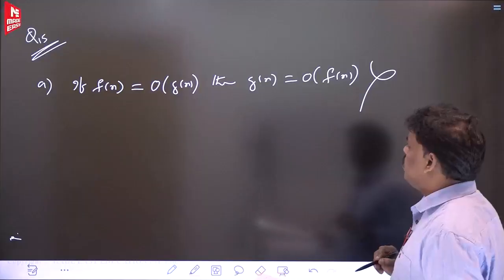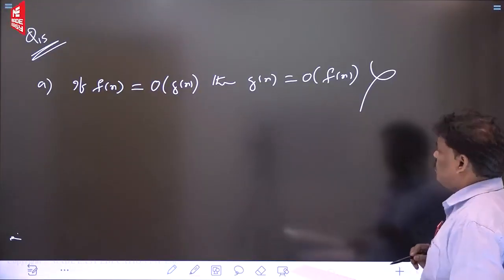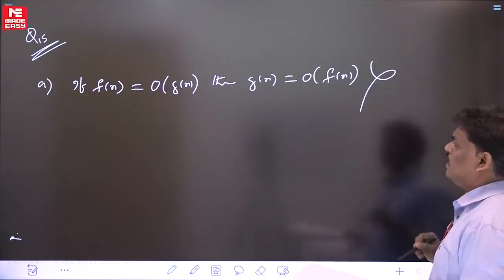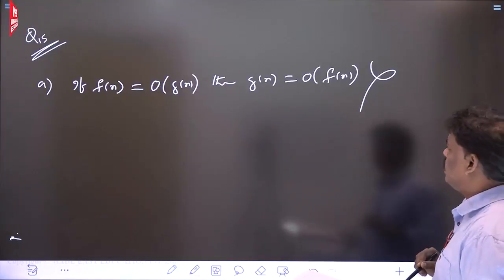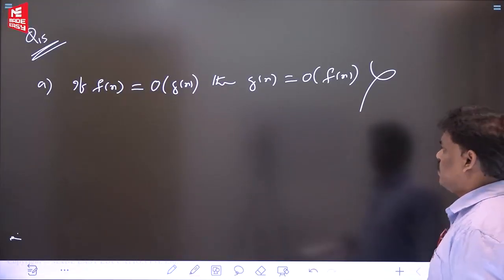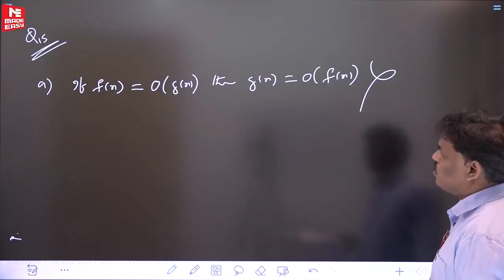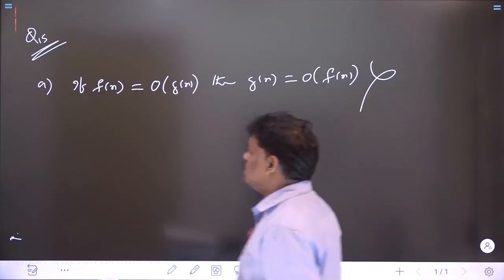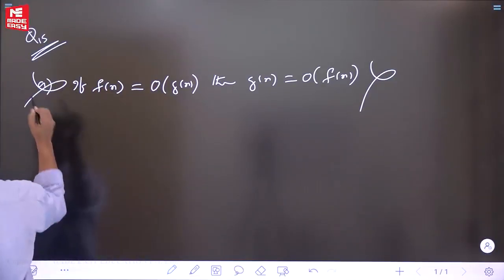If f of n is big O of g of n, then g of n is big O of f of n. That need not be true. Everyone knows big O notation is not symmetric, right? It need not be satisfied. Simple answer: n is big O of n square, but n square is big O of n fails. So option A fails. Everyone knows that. What is B?